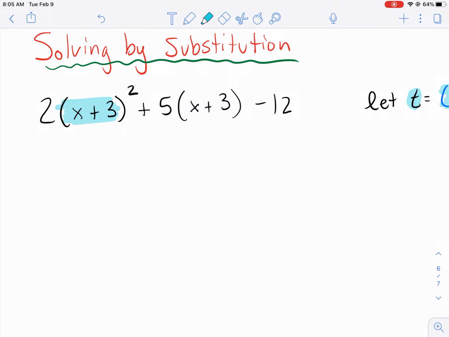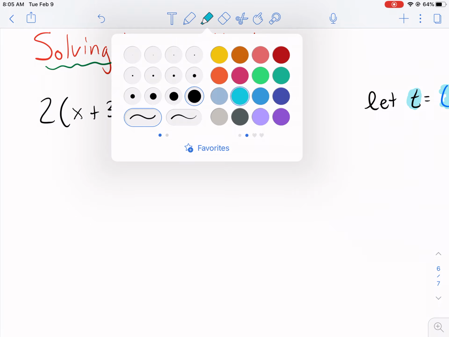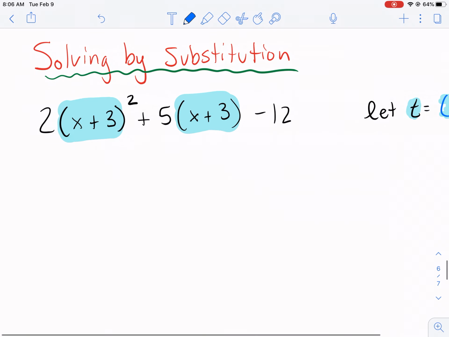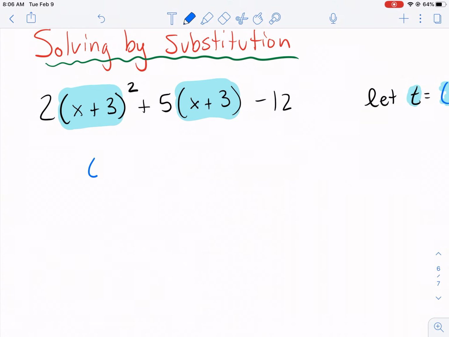Let me make that a little bit neater. I'm just a little picky about this. Okay, x plus 3. X plus 3. Now, what happens if I replace that x plus 3 and instead I write a t? So I'm going to write a t everywhere I saw that. Okay, so now I have 2t squared plus 5t minus 12.